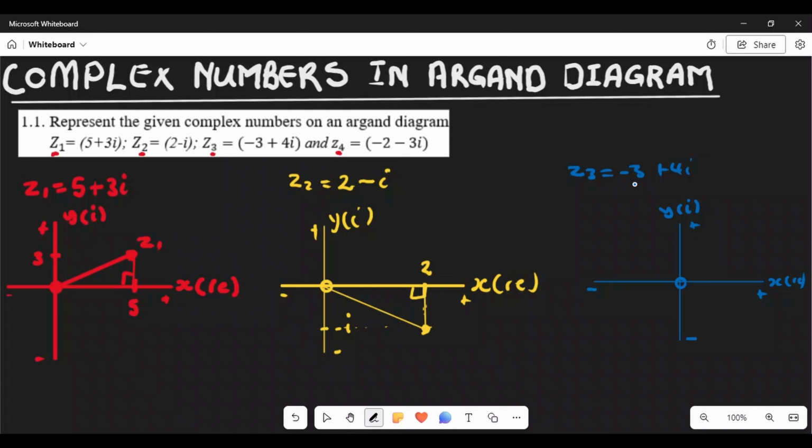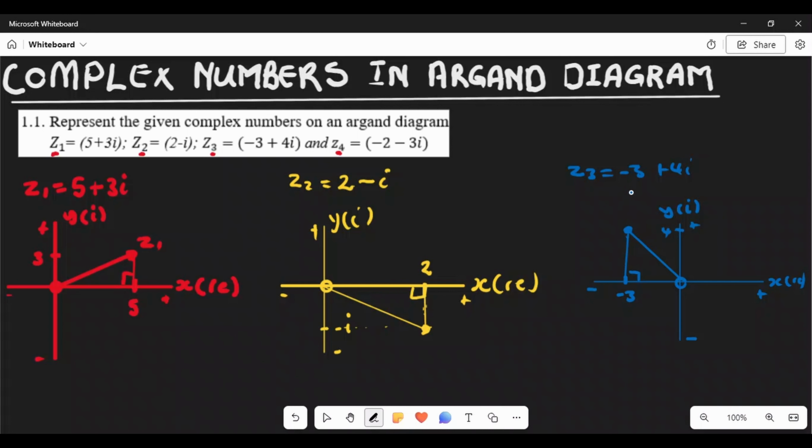As you can see, Z3 has a real number which is negative. Remember, real numbers are on the x-axis, so negative 3, we can write it here, negative 3, and then we also have positive 4. So the positive side of the imaginary number is on the top here, so let's write here 4, and then wherever this point meets, this will be your point somewhere there. Right, then from the origin you connect to the point, and then you draw a line that is parallel here. There we go. So we have our right angle triangle. Okay, it doesn't look like it, but we have it like that.